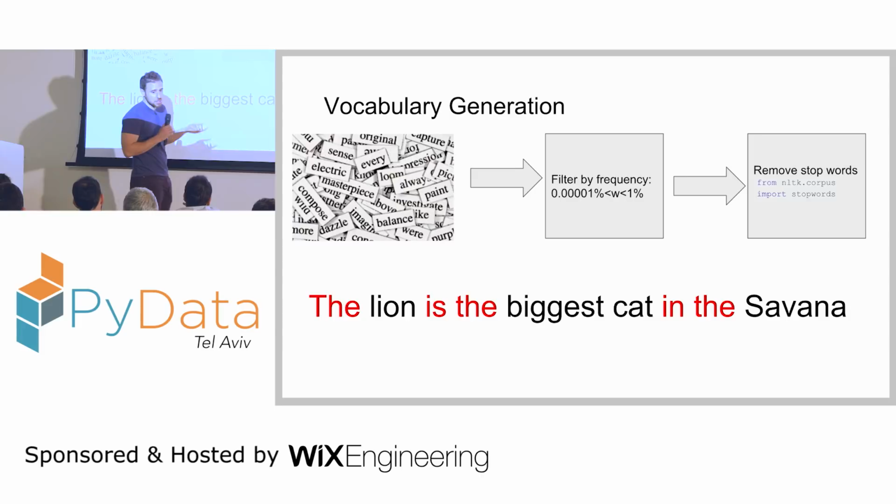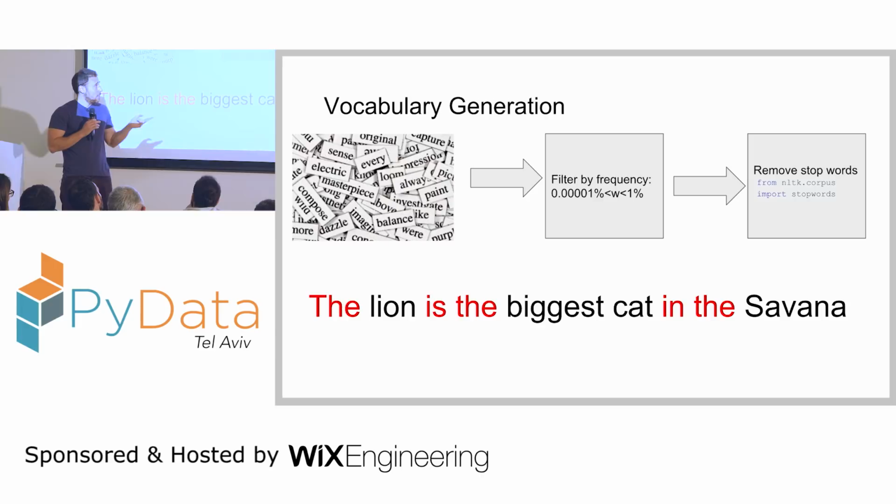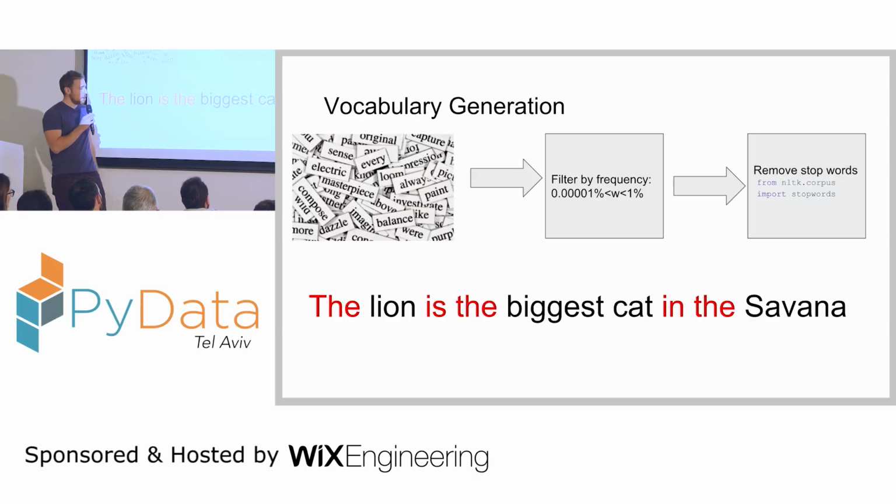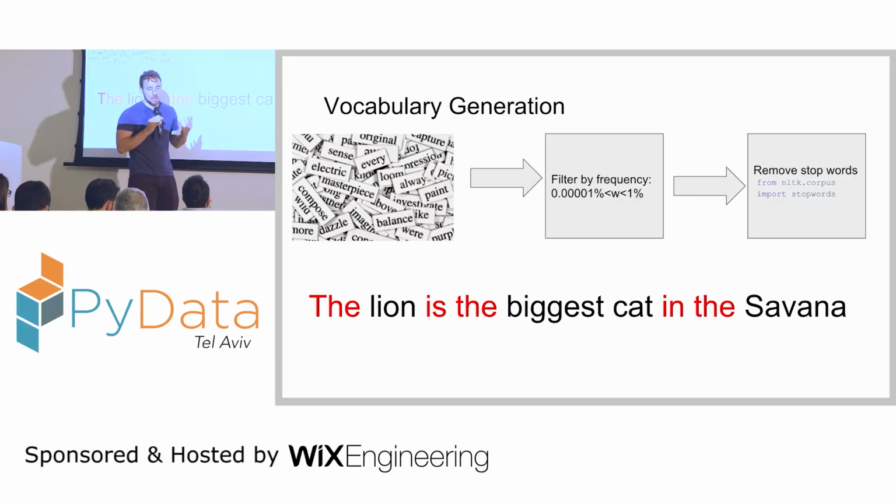There's another alternative, which is to use a dictionary. A word that doesn't appear in the dictionary, I don't care about. With Python, you can use NLTK, it's pretty straightforward. If I follow this process, for example, on a sentence like this one, the lion is the biggest cat in the savannah, I might want to ignore all of the connector words, and then I get the words lion, biggest, cat, savannah. I can get a sense of what's happening here. Sometimes useful, sometimes not.